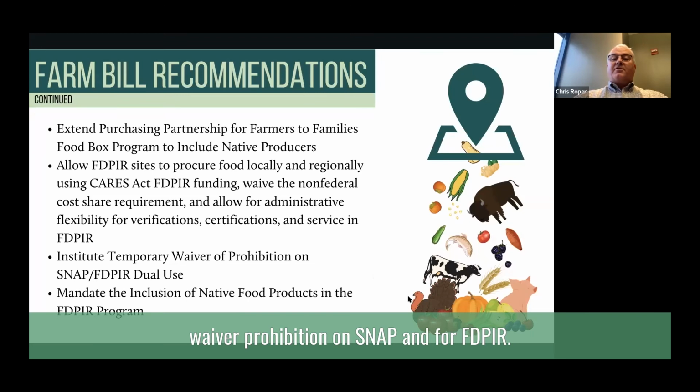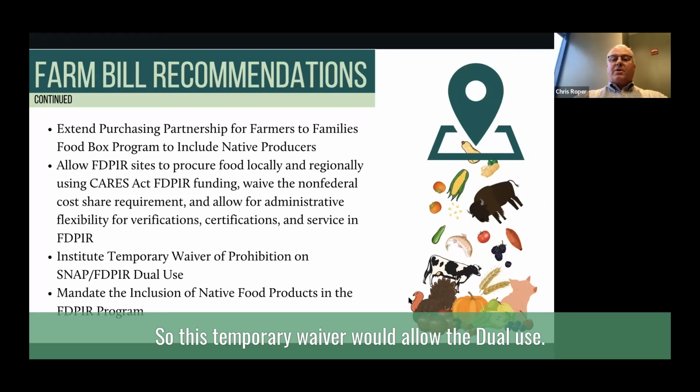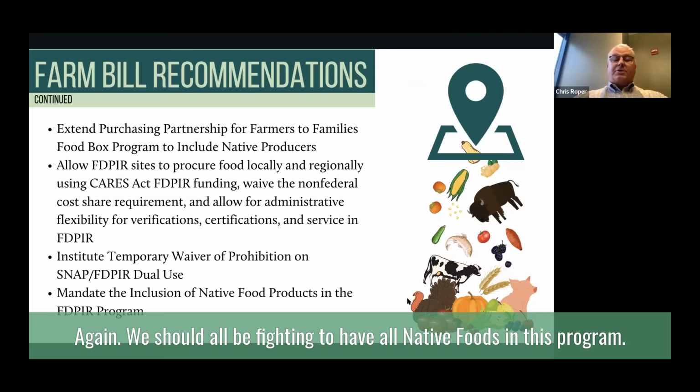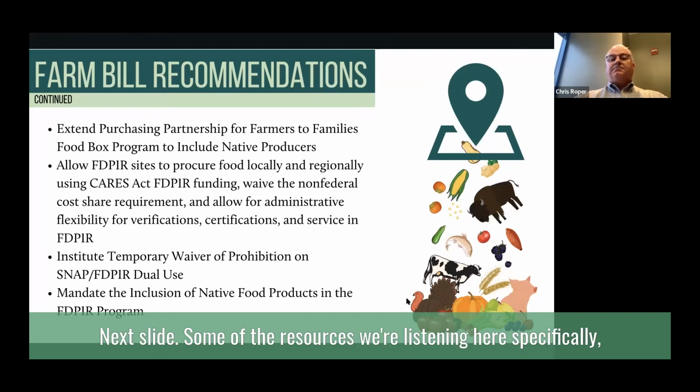Institute temporary waiver of prohibition on SNAP and FDIPR dual use. Most of you should know now that right now you can only use one or the other. You cannot use both. So this temporary waiver would allow the dual use. Mandate the inclusion of native food products in the FDIPR program. Again, we should all be fighting to have all native foods in this program. The native foods should be feeding native people all across the nation. Next slide.